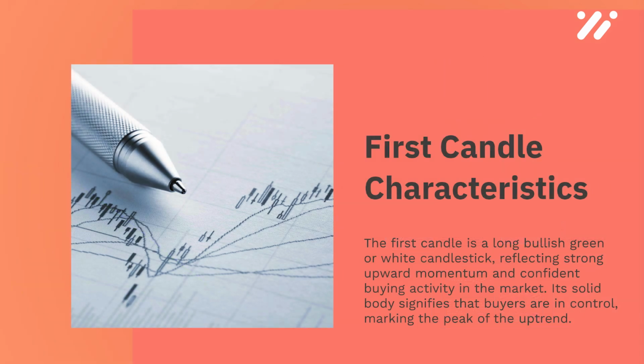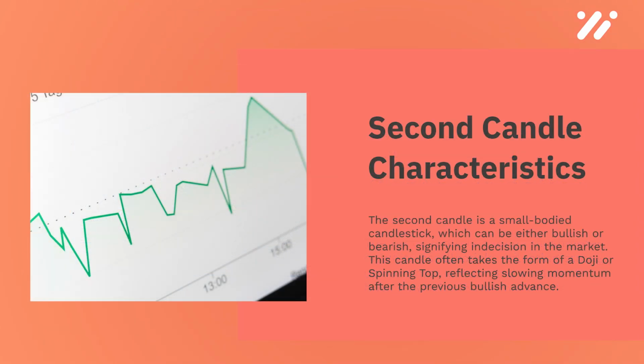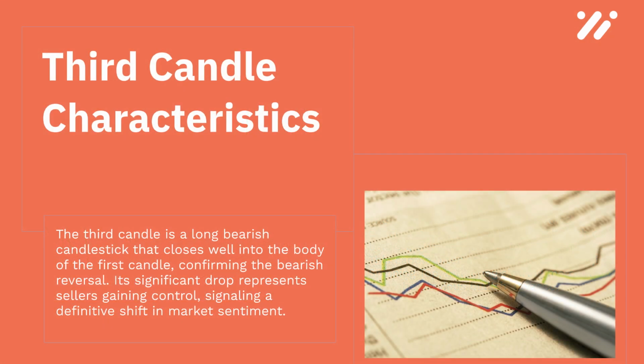First candle. This is a long, bullish green or white candlestick. It indicates strong upward momentum in the market. Second candle. This is a small-bodied candlestick, either bullish or bearish. It can take the form of a doji or spinning top, representing indecision or slowing momentum. Third candle. A long bearish red or black candlestick. This closes well into the body of the first candle, confirming the bearish reversal.